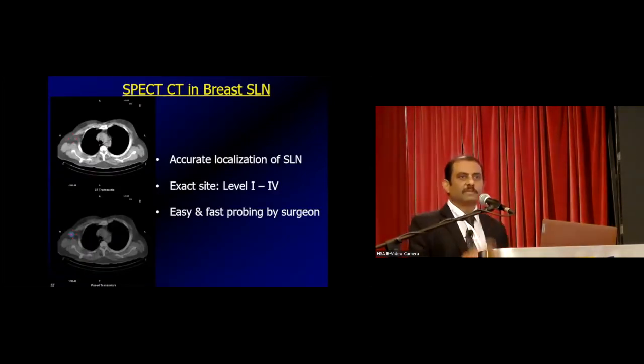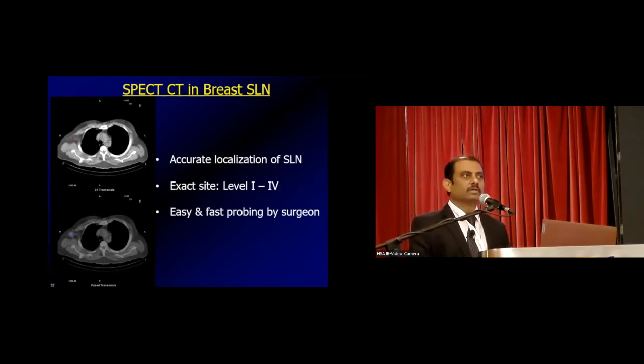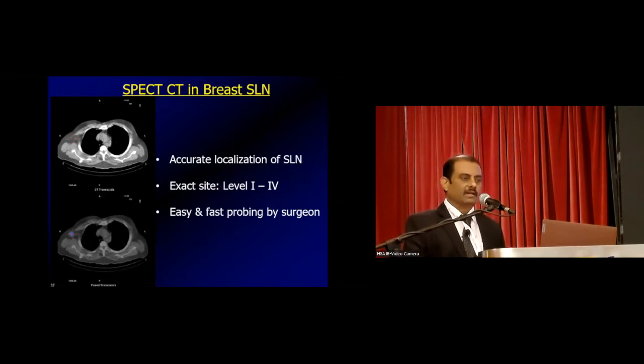What is the role of SPECT-CT? It is really relevant in identifying whether it is a level 1 or level 2 or level 4 axillary lymph node. So it gives a good idea to the surgeon where to approach. So majority of the time when he sees an image like this, he will be very happy. Okay, this is the area where I have to target, level 1 or the other levels.